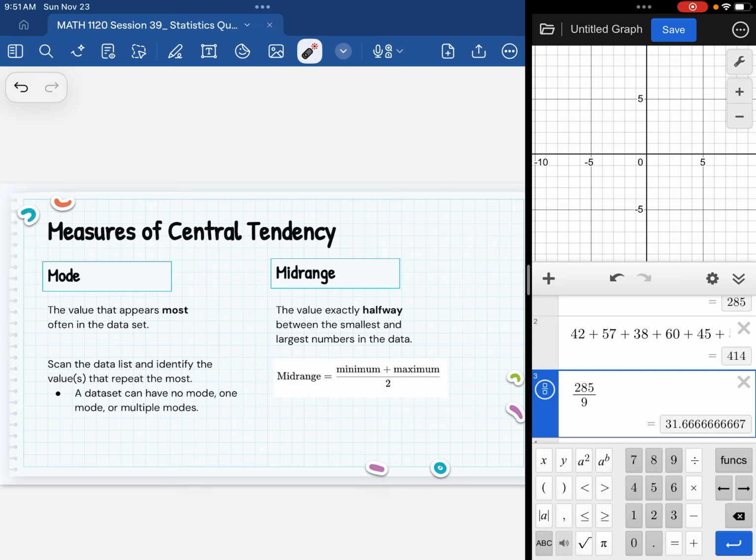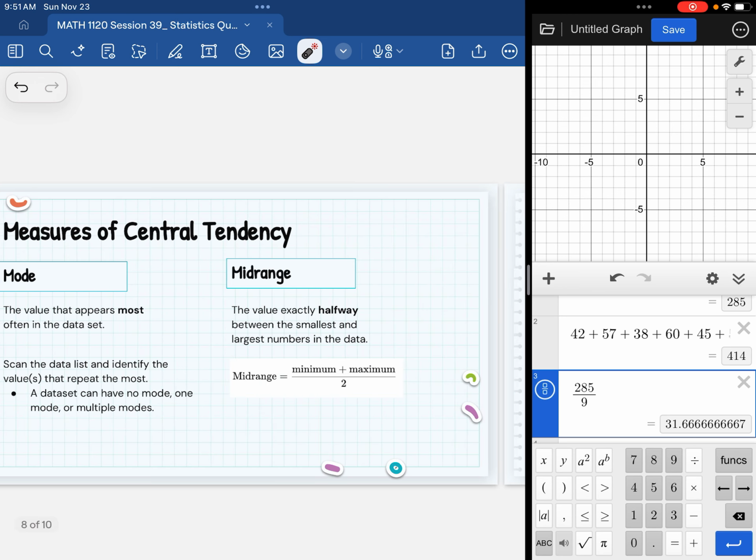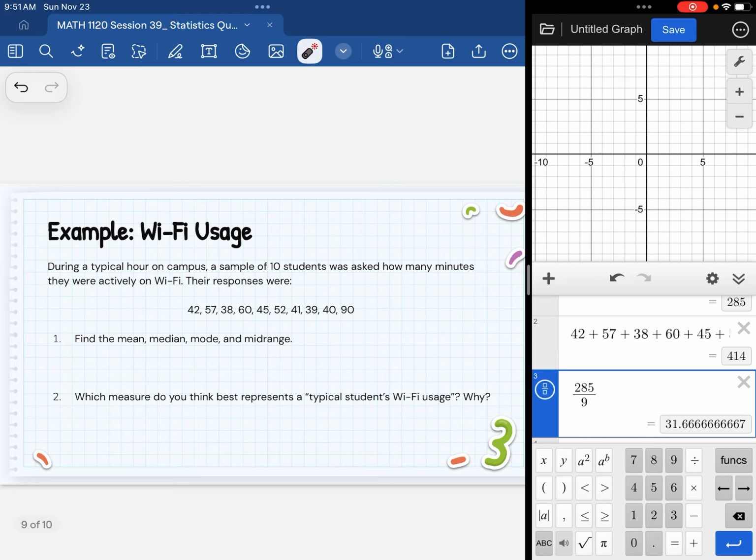Okay, your mid-range is the value exactly halfway between the smallest and largest, or your min and your max of the data set. So you take the minimum and the maximum and divide it by 2. These two also are much easier to find or calculate once you have your data ordered like you did for your median.